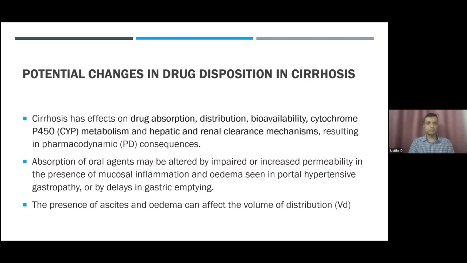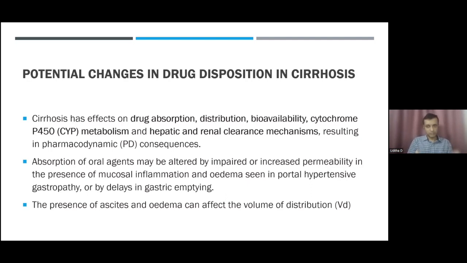Because cirrhosis, remember, does not involve the liver alone. It involves other organ systems, especially the kidneys, and it has a deleterious effect on the kidneys, which would affect renal clearance as well. So all these would result in pharmacodynamic consequences which affect the drug distribution or the drug metabolism in cirrhosis.